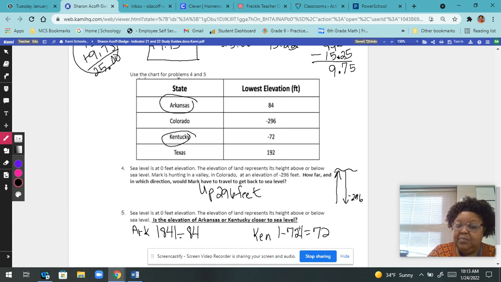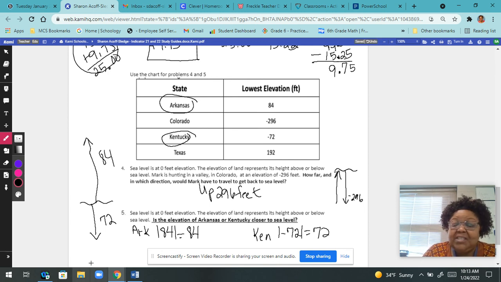That would be Kentucky because it's a shorter distance from sea level. Even though it's a negative distance, it's a shorter distance in absolute value. So that would be like you have the sea level, and then Arkansas is up here at 84, and Kentucky is down here. That's an exaggeration, of course, but y'all know I can't draw. Is down here at 72. So Kentucky is actually closer to sea level.